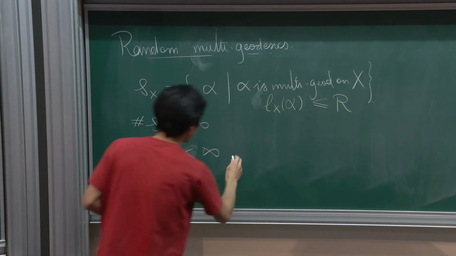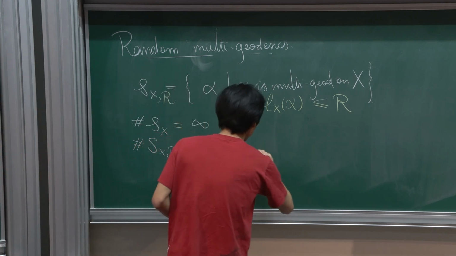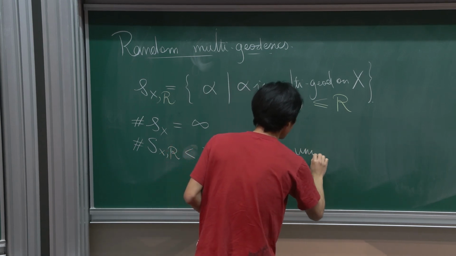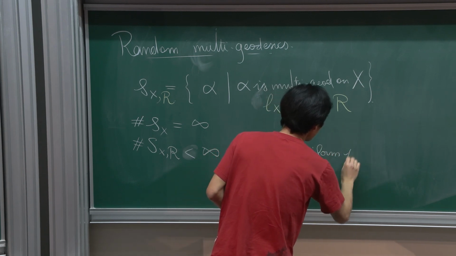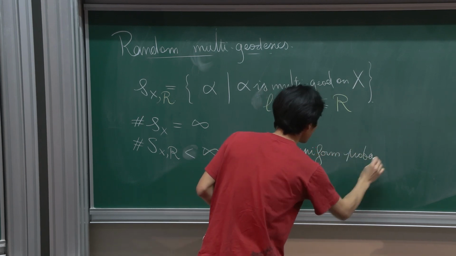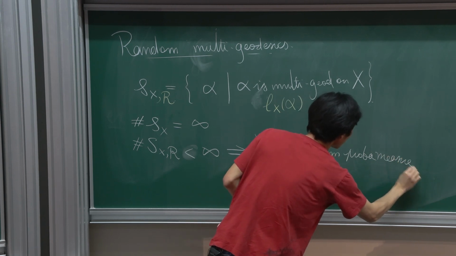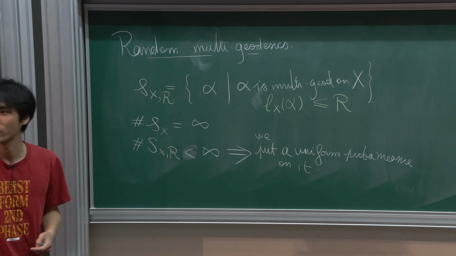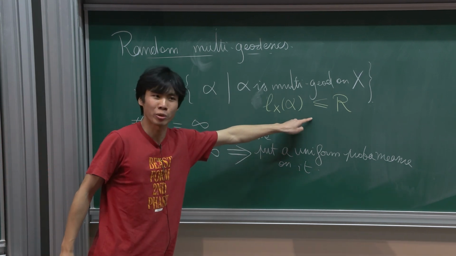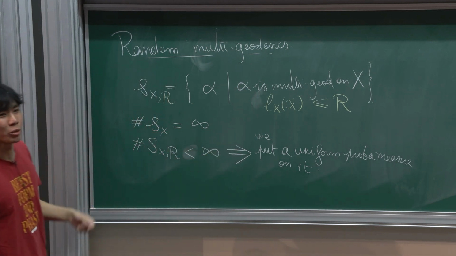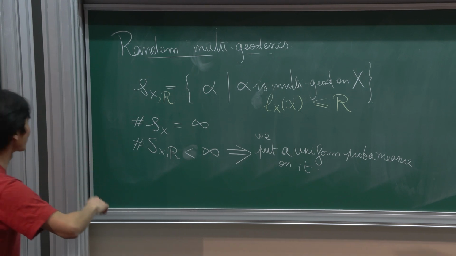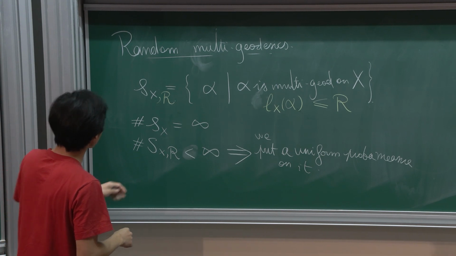And then we put a uniform probability measure on it. But of course, what you want to do at the end of the day is let this number go to infinity to get some true random multi-geodesic. It's like you can take a random number bounded by a certain number and then let that number go to infinity. That's it.